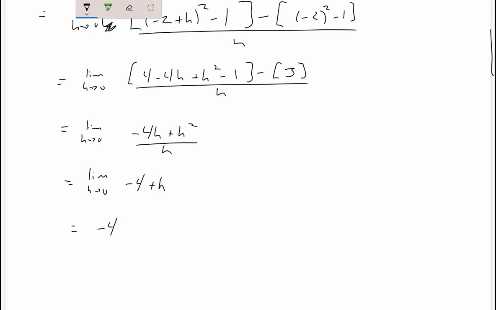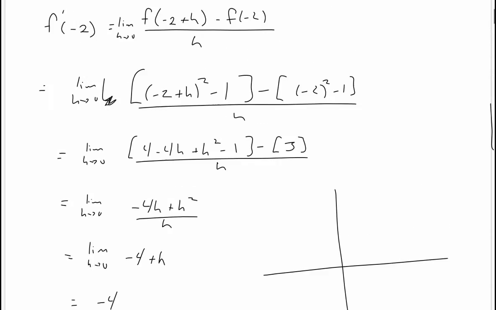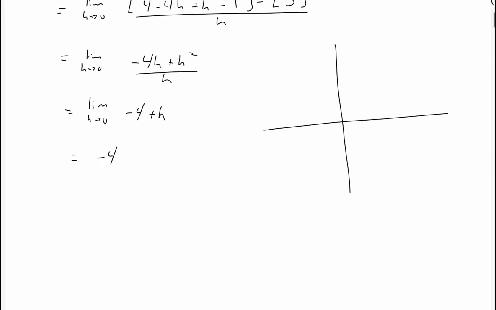So what that's saying is on this graph, x squared minus 1, that's going to be a parabola that looks something like this. And over here, where x is negative 2, the slope of that is negative 4. So that's the derivative at a point.